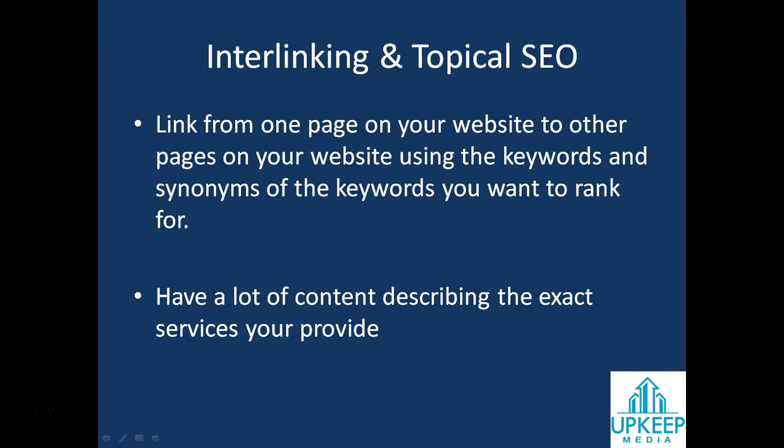So let's say that I'm trying to rank for Chicago property management on my home page, and I have an About Us page. On the About Us page, I would want to send an internal link from the About Us page to the home page, and that internal link would use text that's relevant to Chicago property management. So you could say a Chicago-based property management company, and then send an internal link from that phrase to your home page. And then the last point is topical SEO.